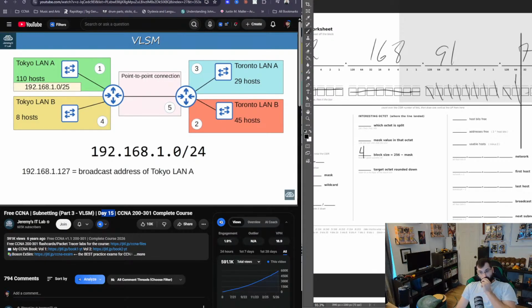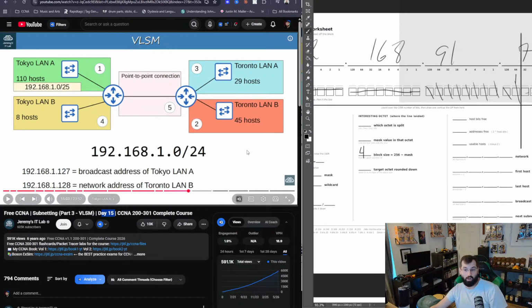So 192.168.1.127 is the broadcast address of Tokyo LAN A. If we add 1 to that, we will get the network address of the next subnet, which will be used for Toronto LAN. Honestly, this makes way more sense to me.